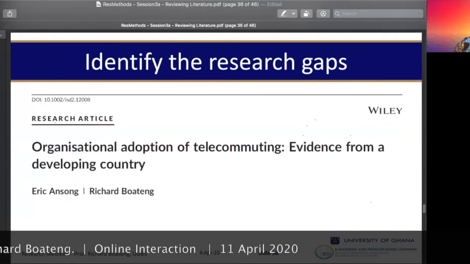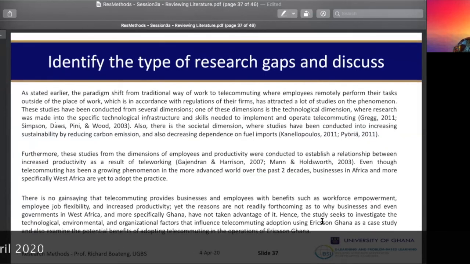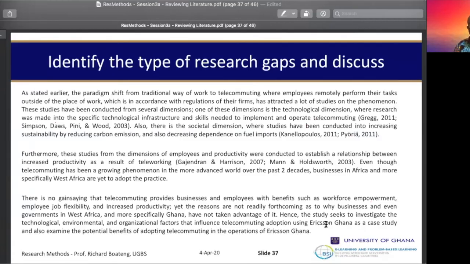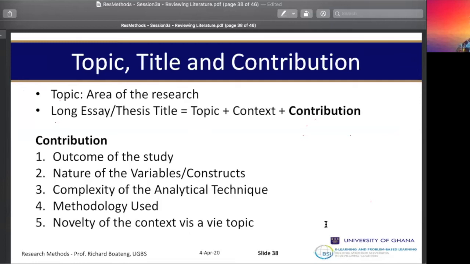Now, if you go back, look at something: Organizational adoption of telecommuting, evidence from a developing country. It's the same thing that he's saying here. Organizational adoption of telecommuting, so why Ericsson Ghana has adopted telecommuting. Evidence from a developing country; the developing country is Ghana. Okay. So the topic is your area of research or the phenomenon of study. But your title then becomes your topic plus the context plus the contribution, and sometimes plus the population. Population is the given people within a particular sector, context, or scope that you want to focus your study on.